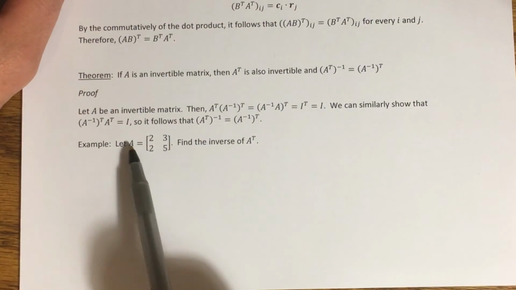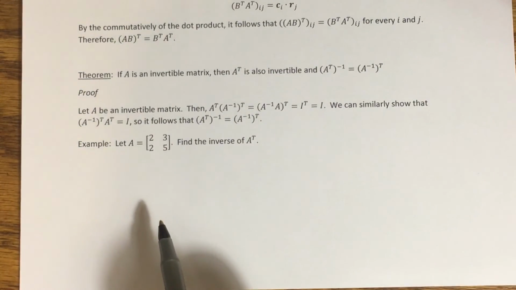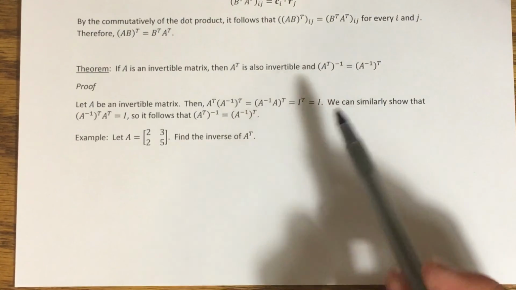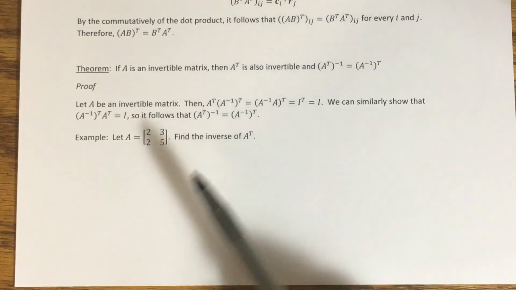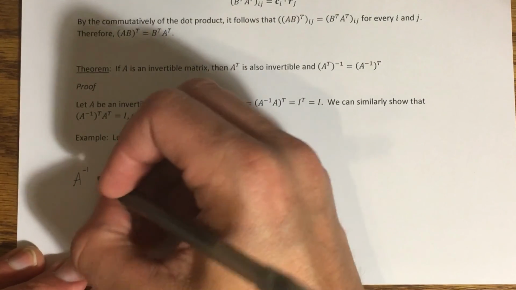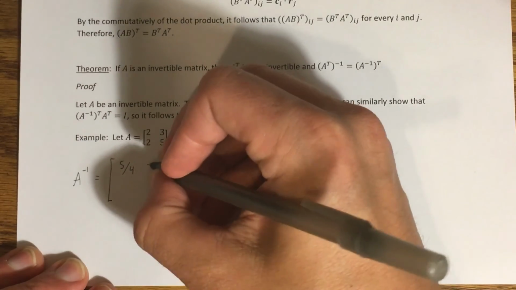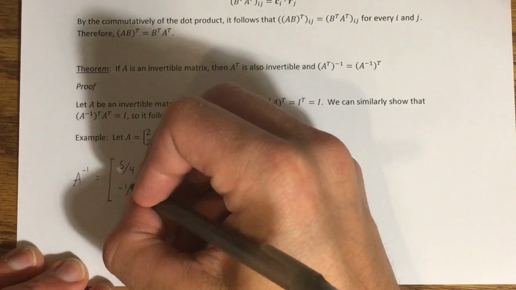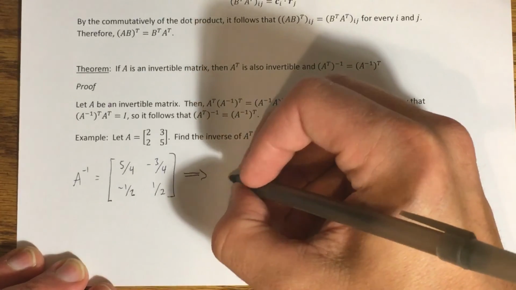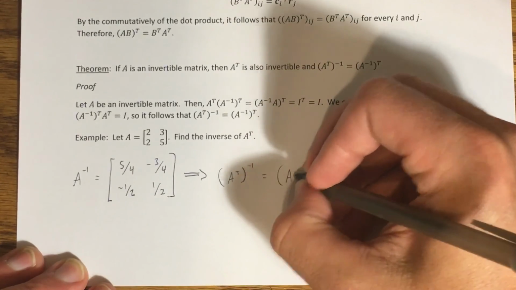So here we have this matrix A. A is equal to 2, 3, 2, 5, and what we want to do is find the inverse of A transpose. Well, according to this theorem, to find the inverse of A transpose, I first need to find the inverse of A, and then take the transpose of that. Well, we already found the inverse of this matrix in a previous example. We showed that its inverse is 5/4, -3/4, -1/2, and 1/2.